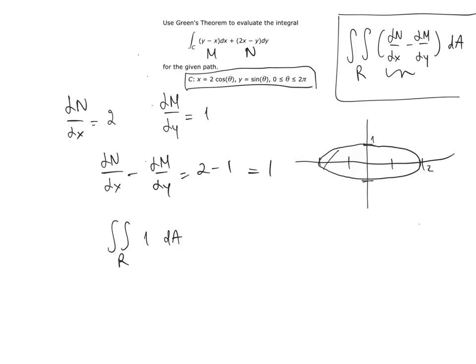So the area of the ellipse is pi times minor times major. So pi multiplied by the minor, which is 1, multiplied by the major, which is 2. So the area of the ellipse is 2 pi. Then the area enclosed here is 2 pi. So 2 pi multiplied by 1 gives you 2 pi. And your answer is 2 pi.